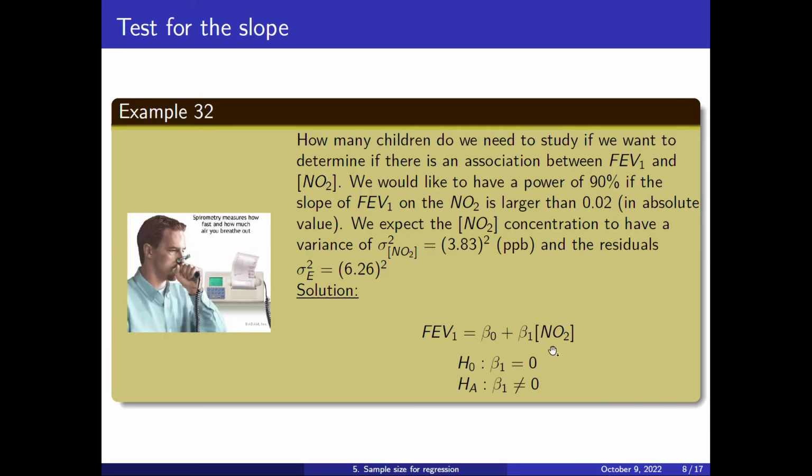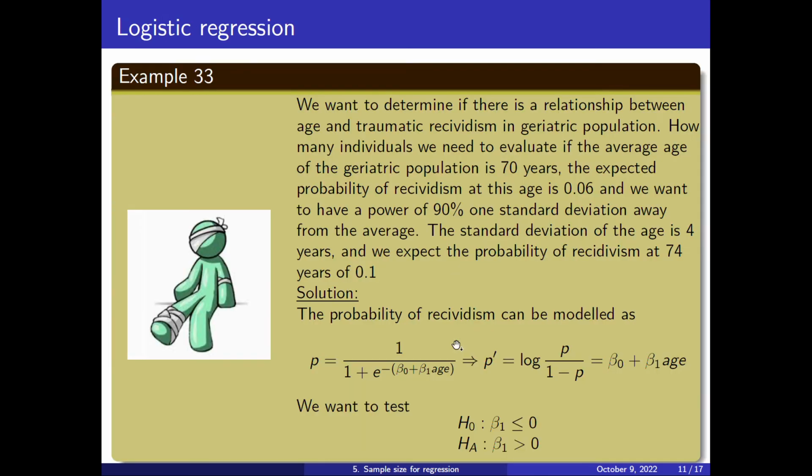So we are predicting the forced expiratory volume in 1 second from some predictors. Instead of predicting a continuous measurement, what we predict is a probability. So we predict this p prime. We will come to this later, but it is related to the probability of something happening, and this is linearly predicted from some predictors.